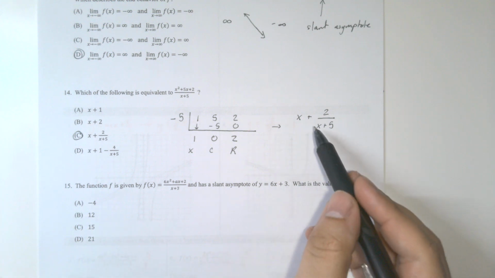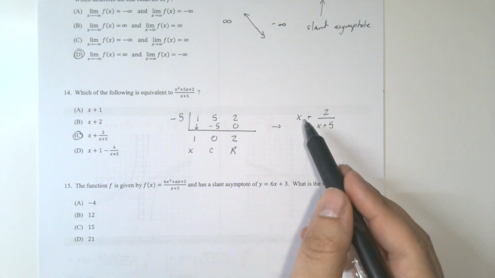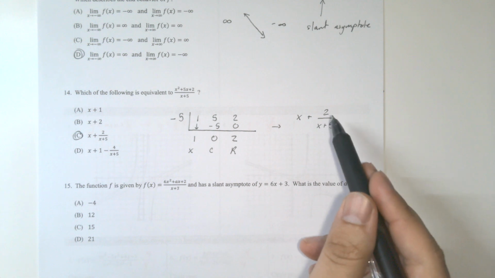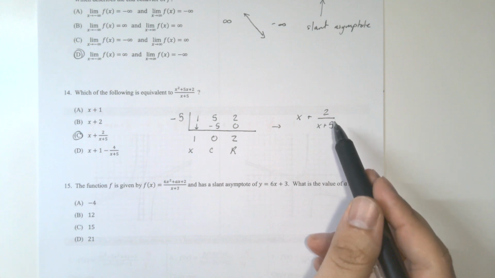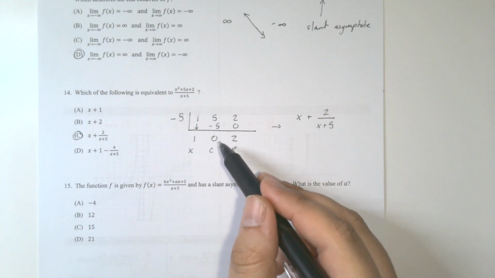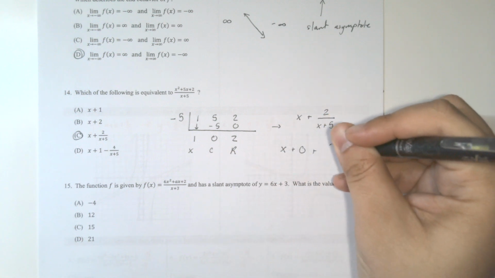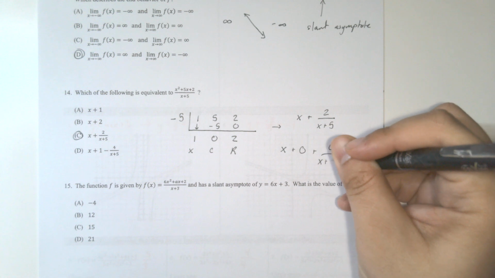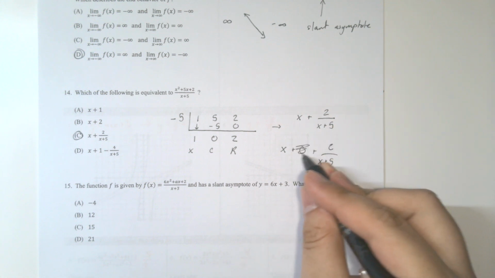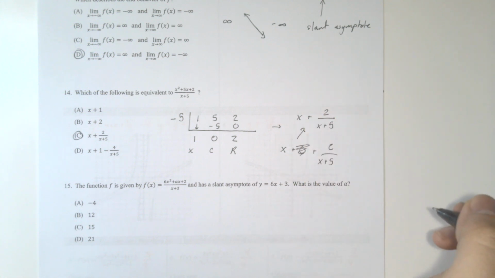The reason that I skipped from x to the 2 over x plus 5 is because we had a 0 for a constant. So really it would be x plus 0 plus 2 over x plus 5, but we wouldn't need to write that, hence this answer.